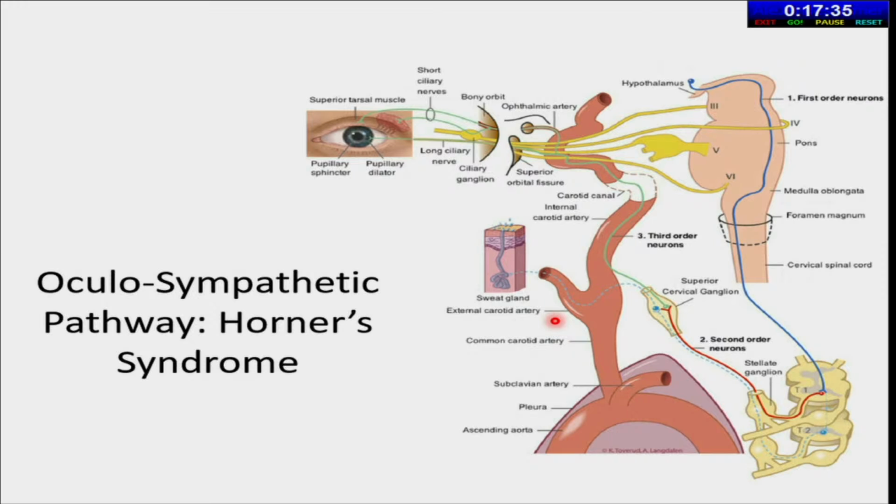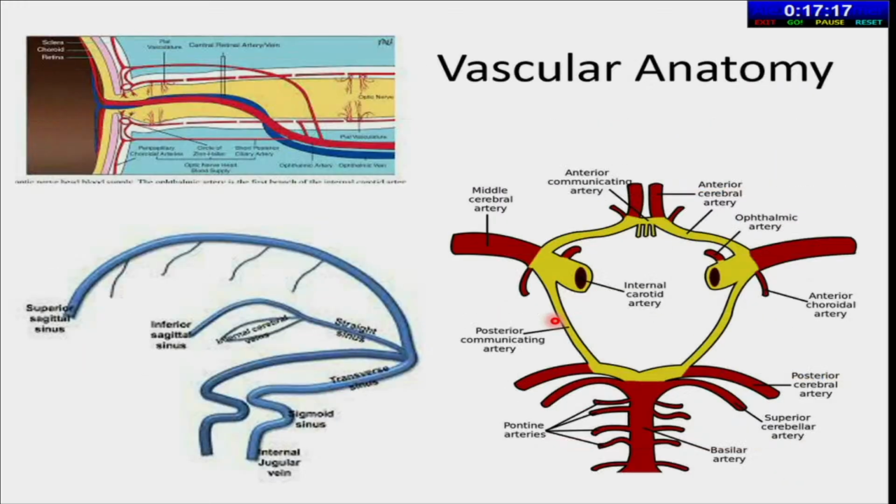These fibers give supply on the way to the sweat glands as well as to the Muller muscle and the pupil. So based on where it's getting affected, whether it's preganglionic or postganglionic, you can decide in terms of the clinical symptoms as well as how the pupils react. You should be familiar with Horner syndrome and how to differentiate pre and post-ganglionic.